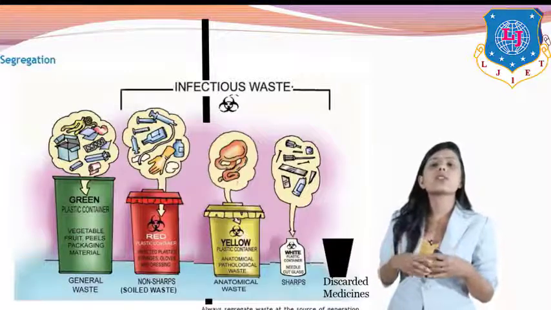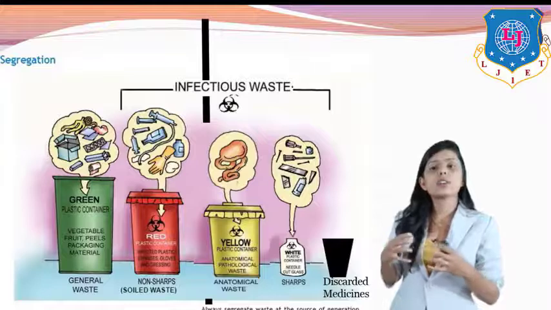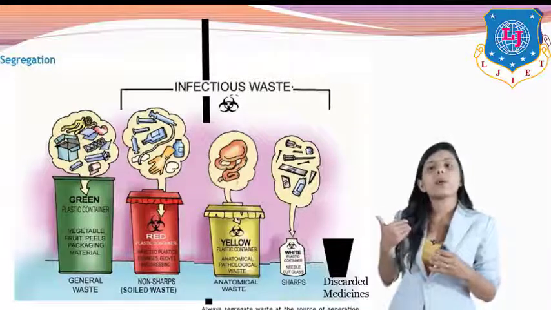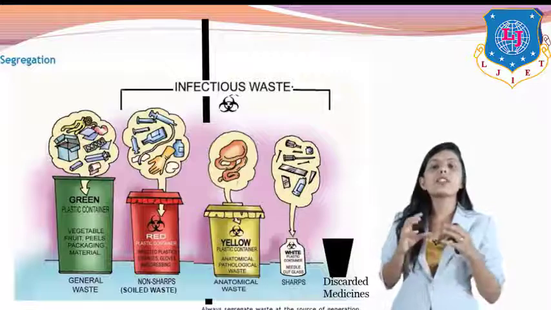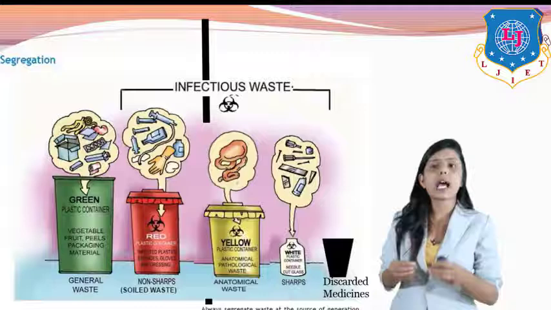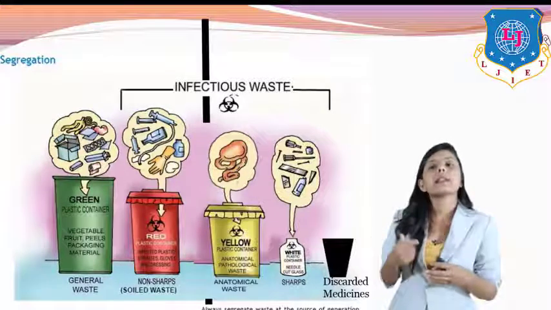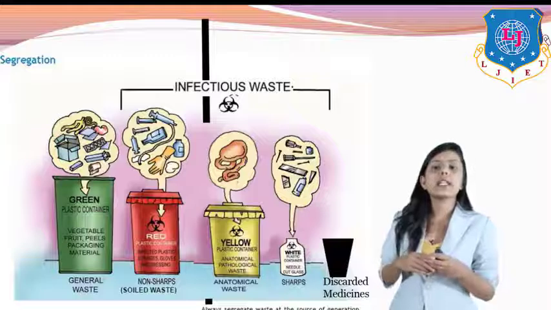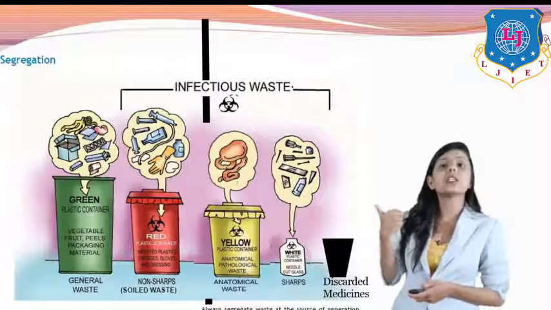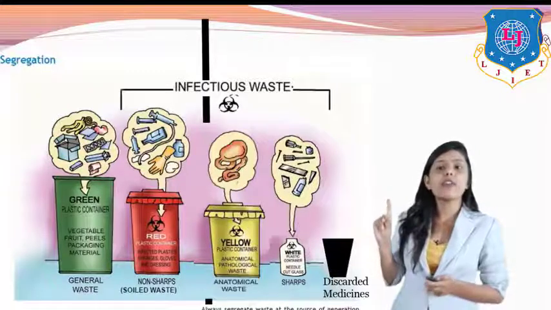Yellow color dustbin consists of human organs, animal organs, so organs which are infectious are in the yellow color dustbin. White color dustbin consists of infectious sharp waste: blades, needles, scalpels, all these are under the white color dustbin. And discarded medicines are in the black color dustbin. So the waste is separated by color coding the dustbin. That is known as segregation of waste.